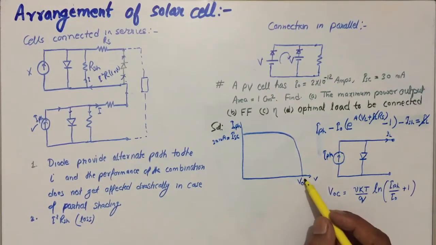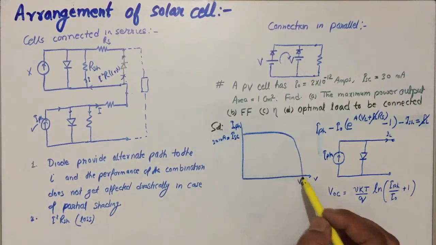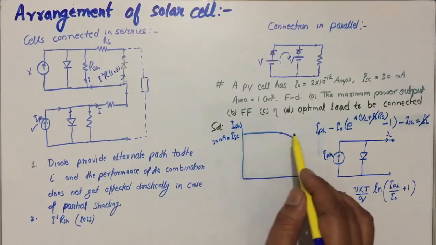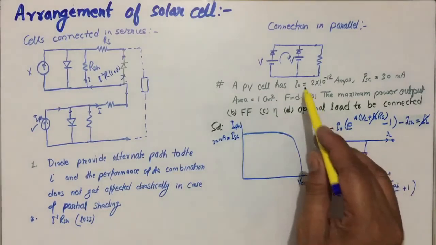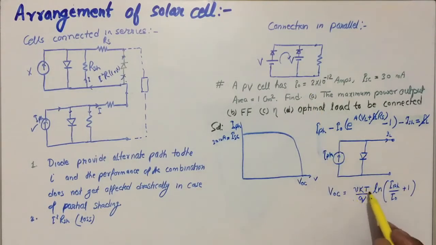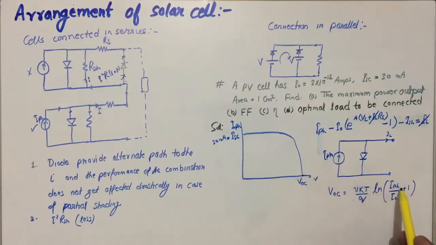For the finding of open circuit voltage, the photon current will be the short circuit current for the finding of this point. Okay, so it will be 30. I naught we have from here. This is the constant, and from here the open circuit voltage can be found out. So if we have 30 milliampere short circuit current, then this value can be found out by putting the values in this equation.